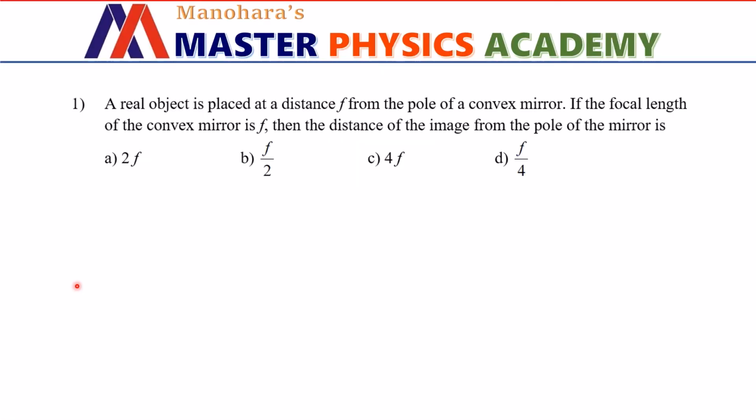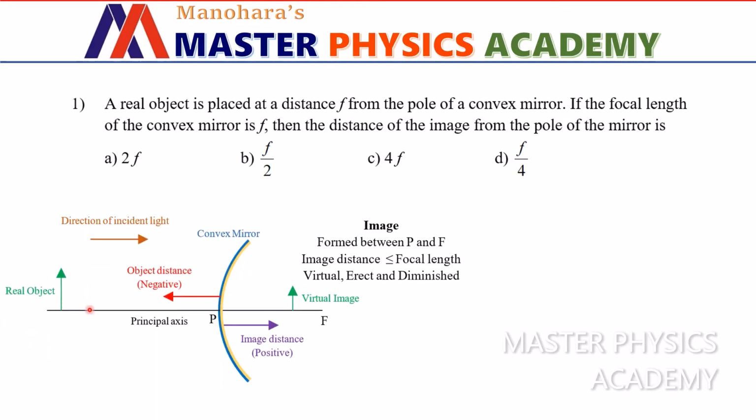A real object is placed at a distance f from the pole of a convex mirror. If the focal length of the convex mirror is f, then the distance of the image from the pole of the mirror is? Generally, for a real object placed in front of a convex mirror, the image found will always lie between the pole and the principal focus.